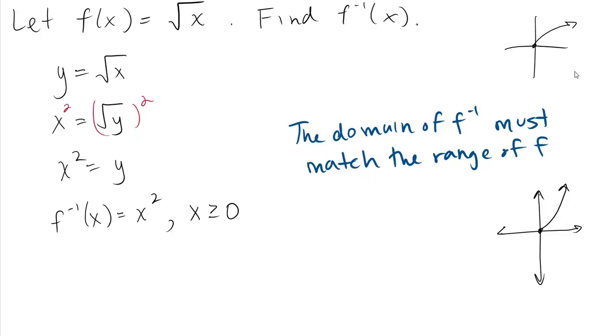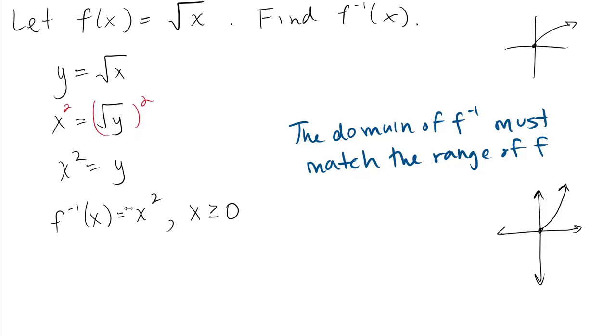We also have to make sure that the domain of f matches the range of f inverse, but that comes for free. The domain of the original function was 0 to infinity. The range of the inverse function is 0 to infinity. We didn't have to worry about that. We can only plug in non-negative numbers for x in the original function. We can only get non-negative outputs when you square something. You're not going to get a negative output from squaring a real number.